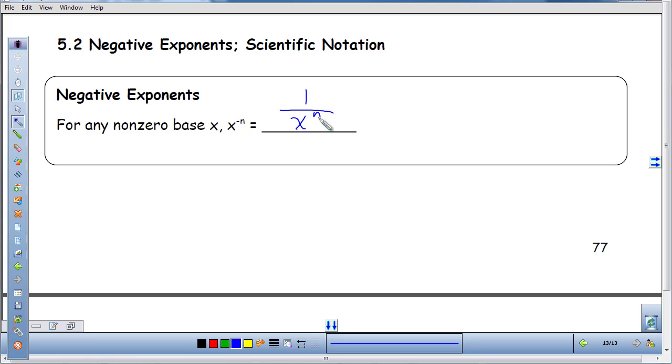Okay. If we had 1 over x to the negative n, we can still make this positive by just rewriting it in our numerator, x to the n over 1, or we just write it as x to the n. Okay, no matter where that negative exponent is on that factor, I can make it positive by moving it from the numerator to denominator or denominator to the numerator.